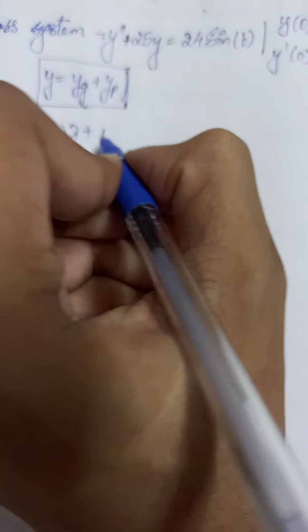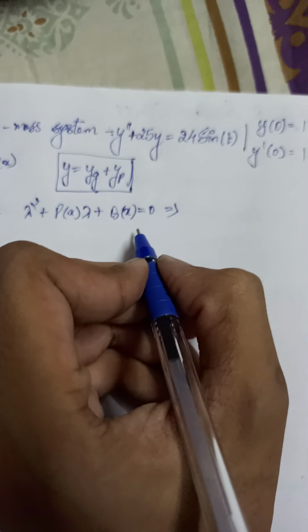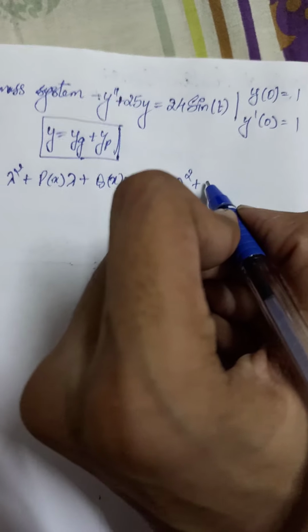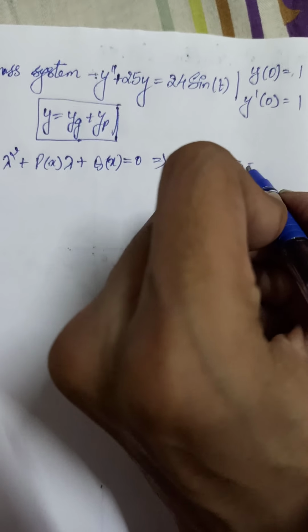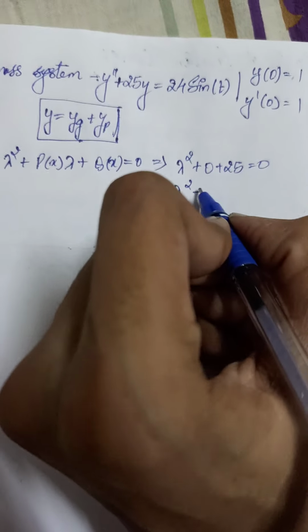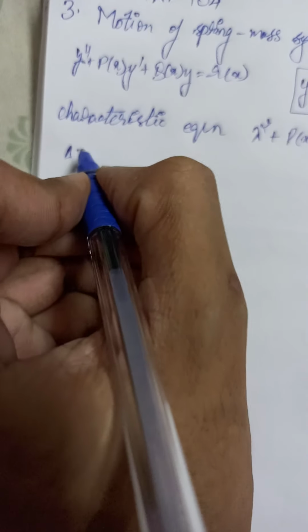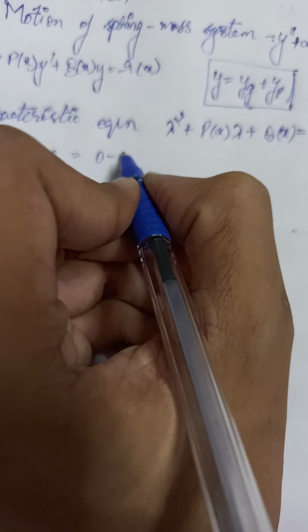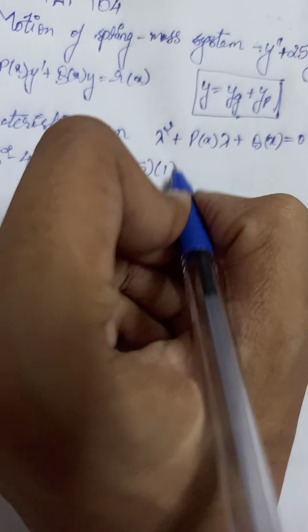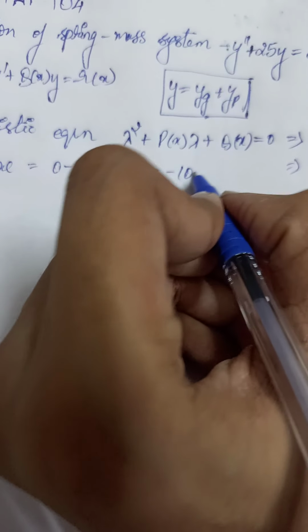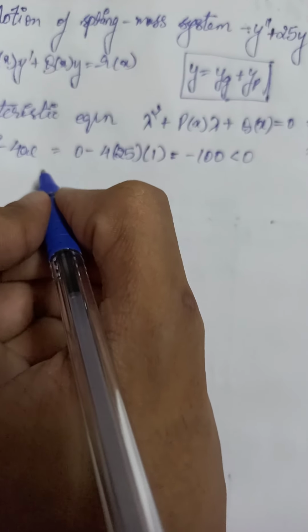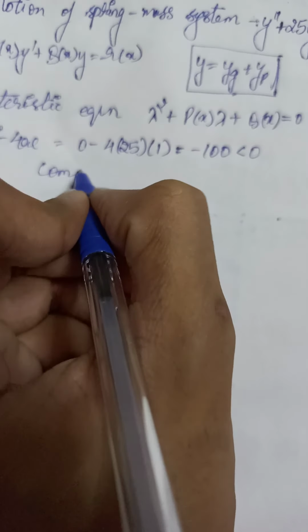Which is lambda square plus p of x lambda plus q of x equal to 0. Substituting the corresponding values of p of x and q of x in the equation, we get lambda square plus 0 times lambda plus 25 equal to 0, which implies the characteristic equation is lambda square plus 25 equal to 0. Let's find the discriminant. The discriminant delta equals b square minus 4ac, which equals 0 minus 4 into 1 into 25, which is minus 100, which is less than 0, and hence we are supposed to get complex conjugate roots.